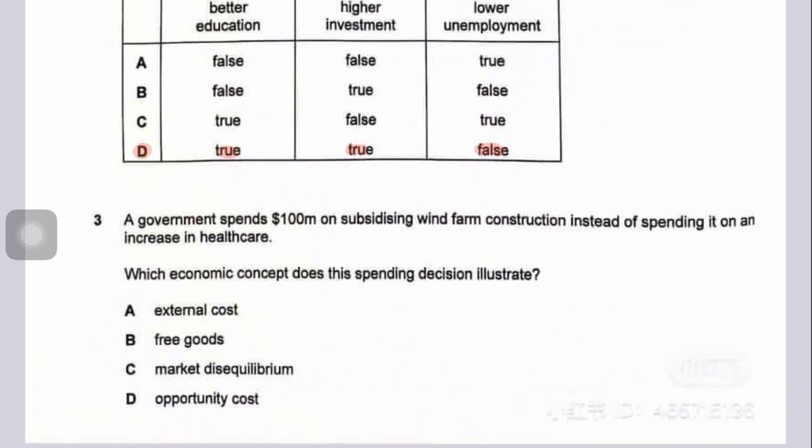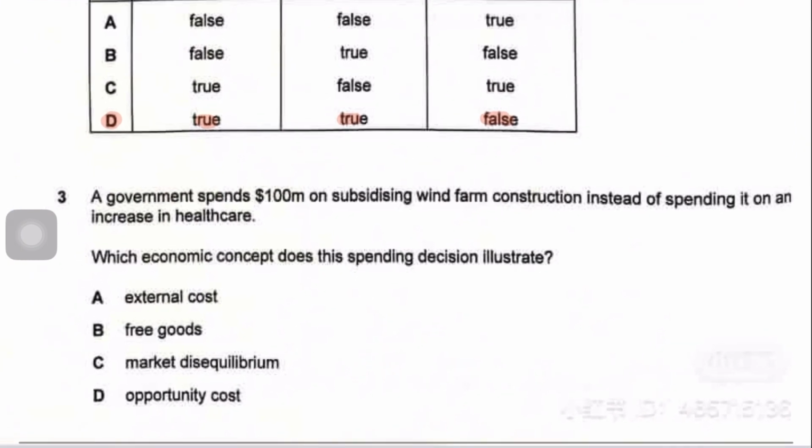Question number three says, a government spends 100 million on subsidizing wind farm construction instead of spending it on an increase in healthcare. Which economic concept does this spending decision illustrate? The correct answer is D for David, opportunity cost. Why? Because simply you could have spent 100 million on something else, and hence there is an opportunity cost of spending 100 million on subsidizing the wind farm.